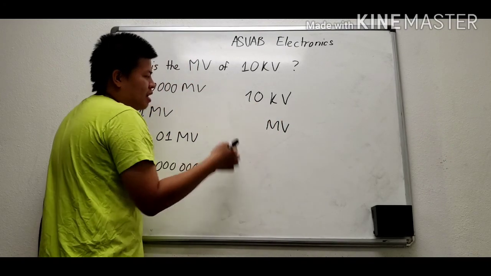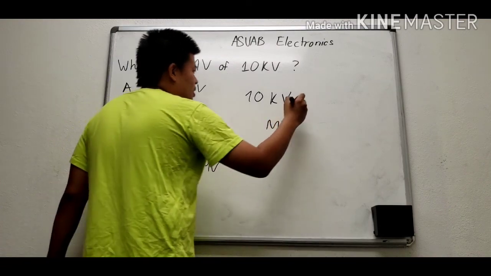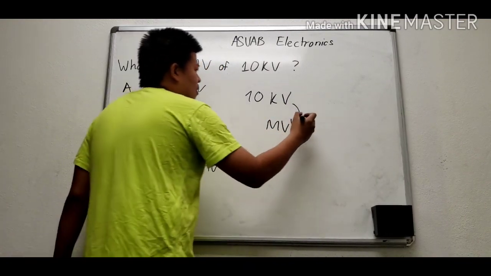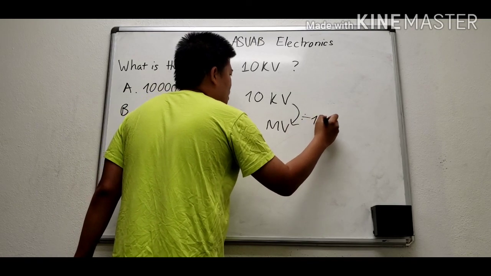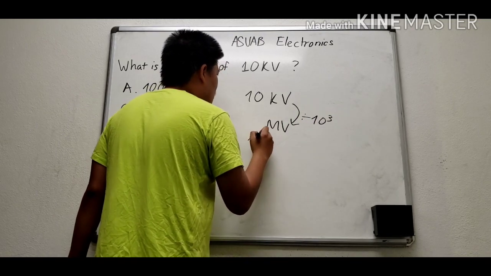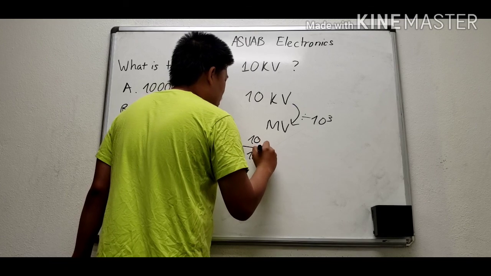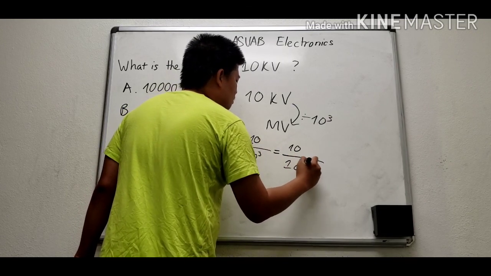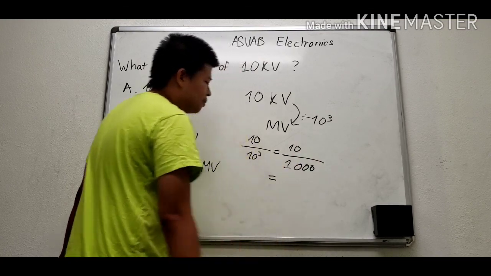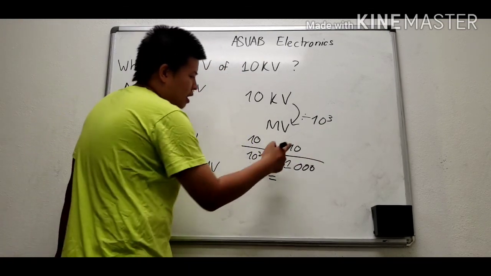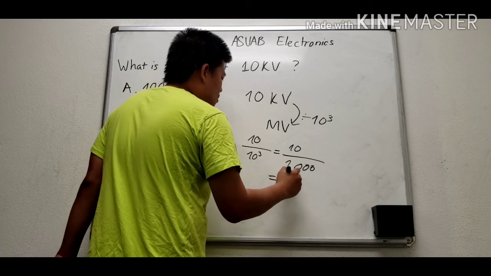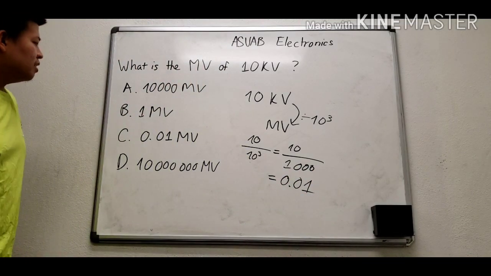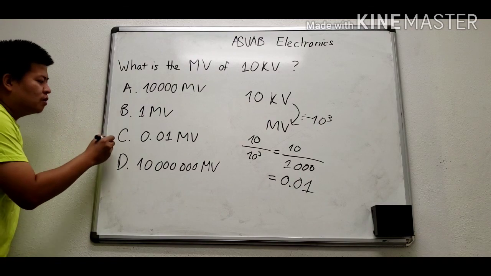The difference here is 10 power 3, but we convert up to higher, so we need to divide by 10 power 3. So 10 divided by 10 power 3 is 10 divided by 1000. 10 divided by 1000 is 0.01. And the answer for the question is C.